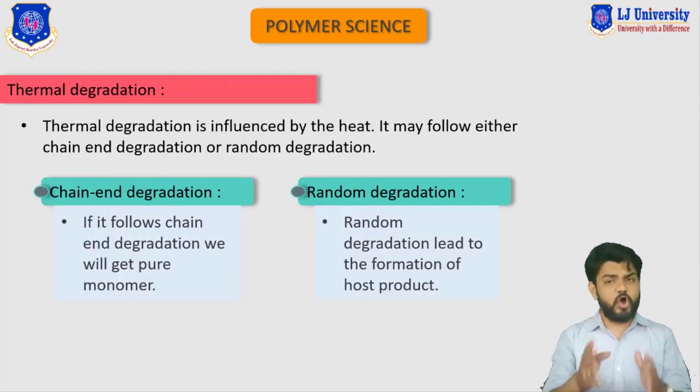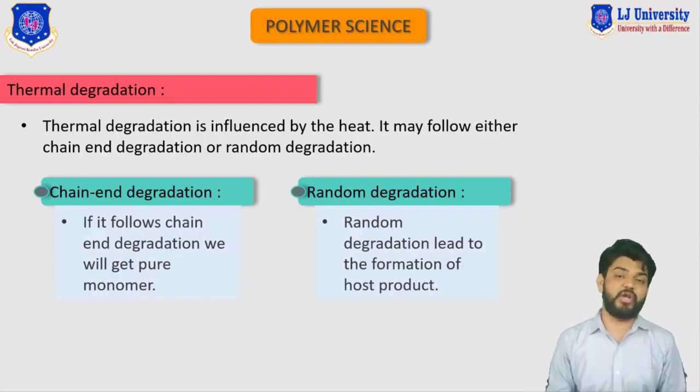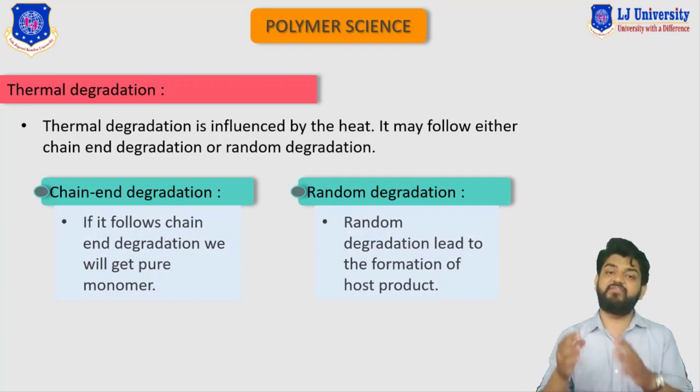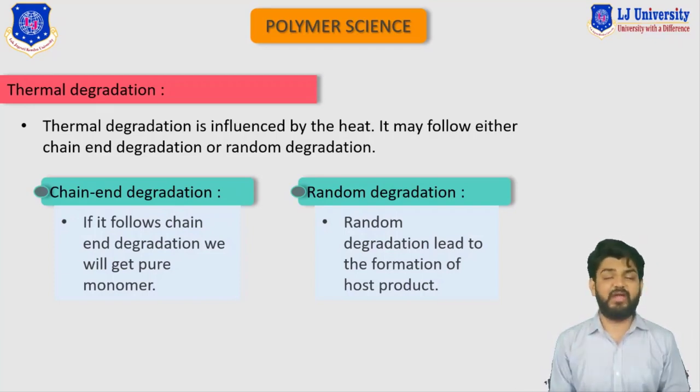So this was all about this video. We have understood what we mean by random degradation with the example of ester and polyethylene. We have also understood the classification of the degradation process. We have classified it into 4 categories. The first one is thermal degradation. Then we have understood photo-induced degradation. Then we have seen chemical degradation. And lastly, we have understood what we mean by biological degradation.